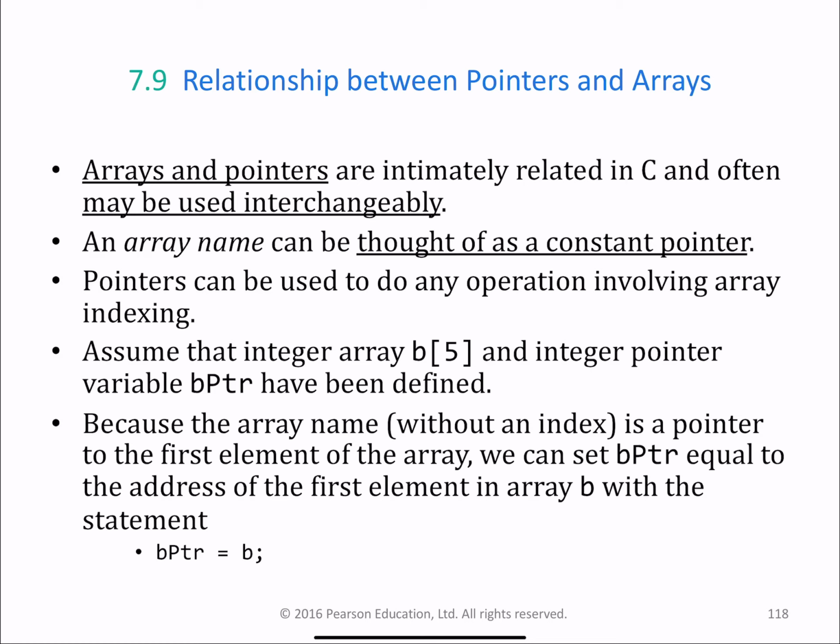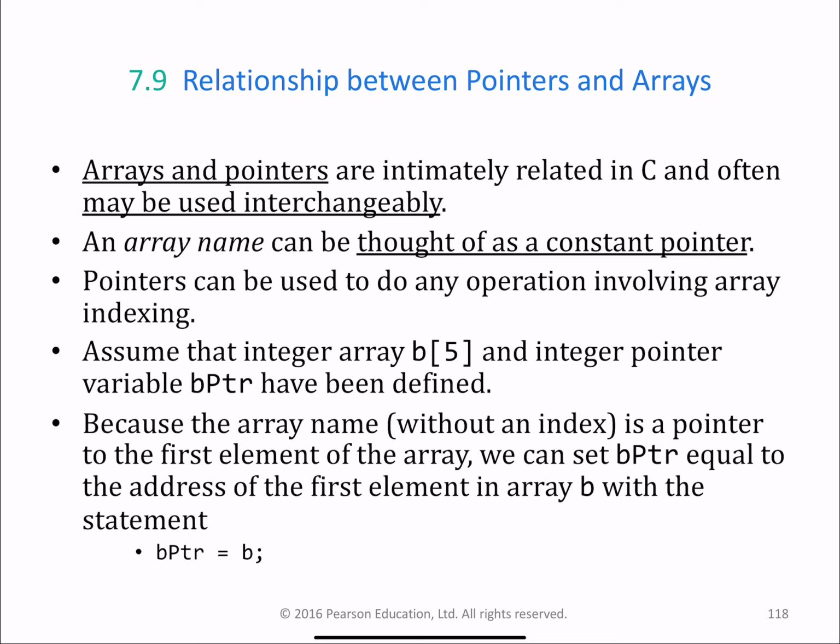Now let's talk about the relationship between pointers and arrays. Arrays and pointers are closely related in C and can sometimes be used interchangeably. You can think of the array name that you give an array when you declare it as a constant pointer, meaning a pointer that cannot be directed or pointed at another location.